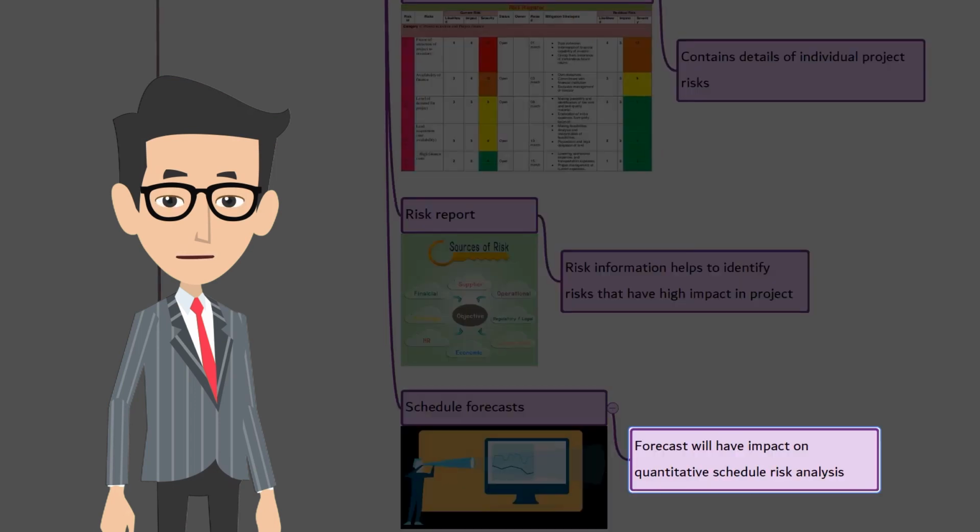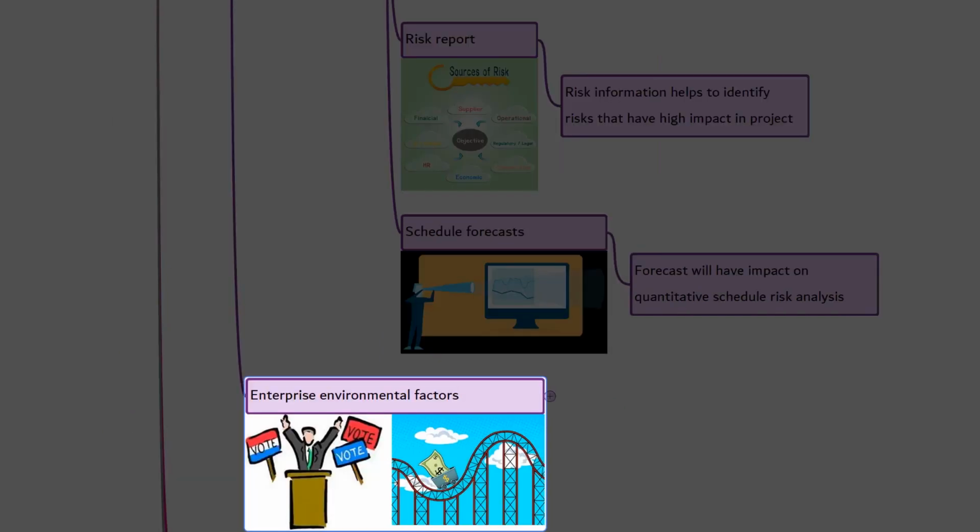Schedule forecast. Forecasting will have impact on quantitative risk analysis. Forecast may be compared to the result of quantitative schedule risk analysis to determine the confidence level associated with achieving these targets. The third input is enterprise environmental factors.